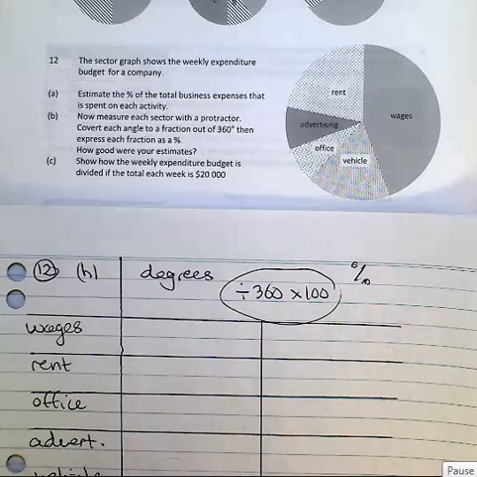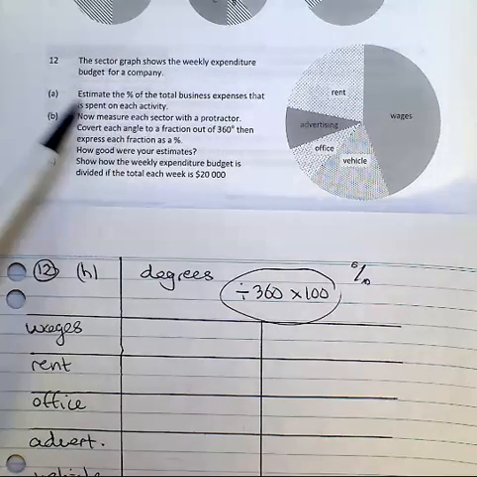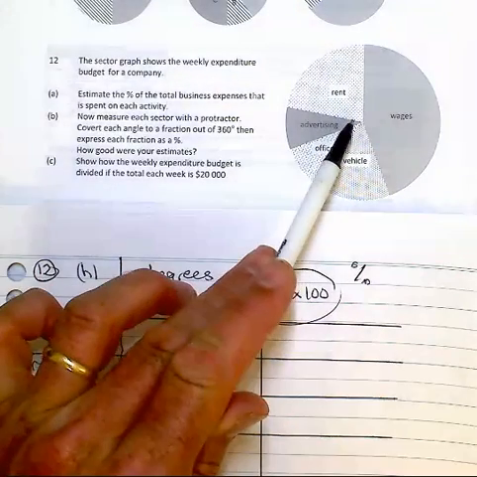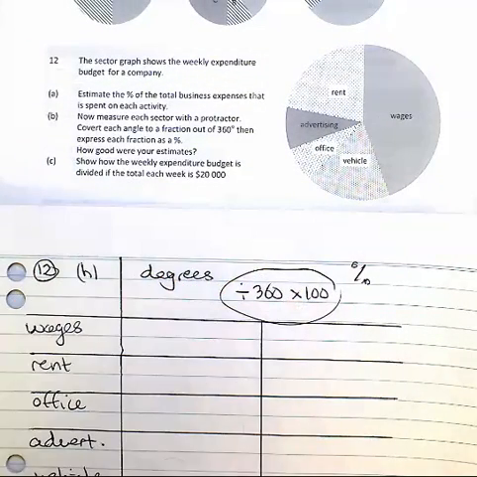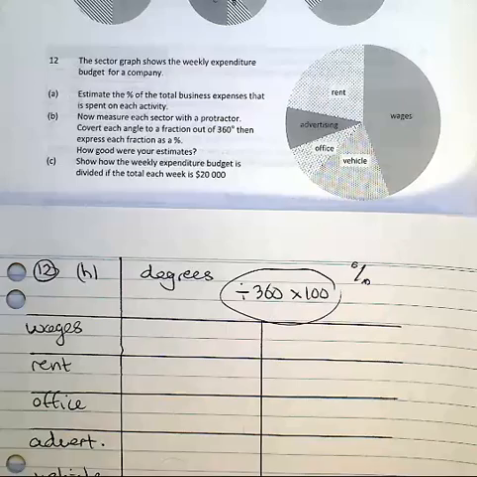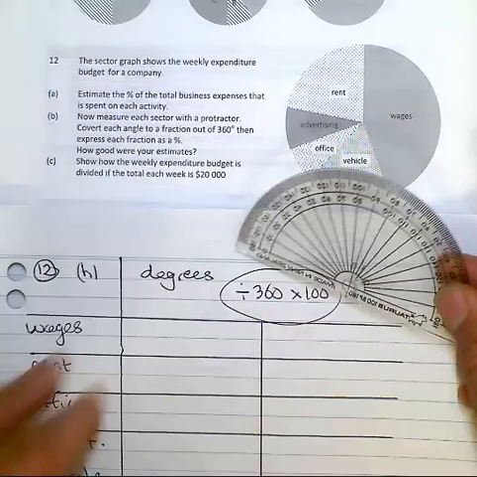In question number 12, you're asked to interpret a sector graph and then translate that into various forms, firstly as a percentage and then as a dollar figure. Now, part A is about estimation. I'll leave that up to you, but you can see something like the wages closing in on 50%, probably in the 45% category. Now, to interpret a sector graph and get some measurements, you need a protractor.